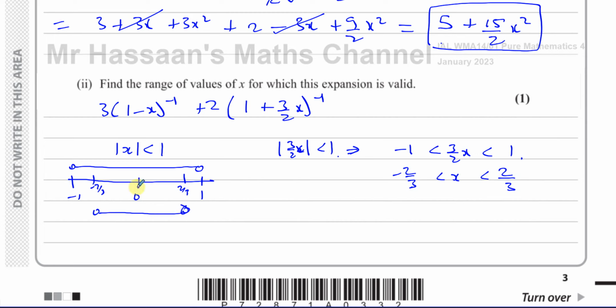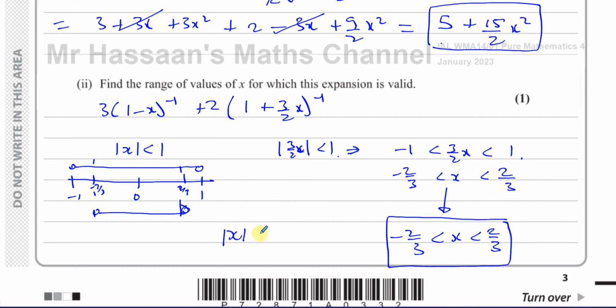Okay, so what's common between these two inequalities? Well, it's this part here. So this is the answer. We can say the range of values of x for which this expansion is valid is x is between minus 2/3 and plus 2/3. I guess you can also say the modulus of x is less than 2/3. That's the same thing, but this is as an inequality. All right, so there's the answer to part 2.